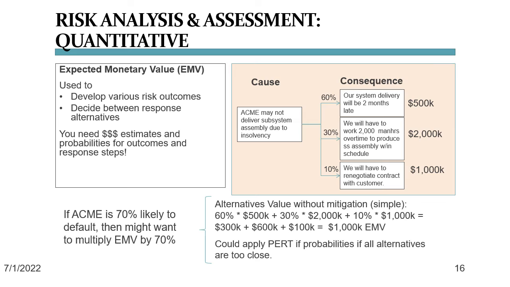Another way to quantify risk is our second option, expected monetary value or EMV. For this calculation, you need to estimate the cost for all probable outcomes and the probabilities for these outcomes. Look at the chart on the right.